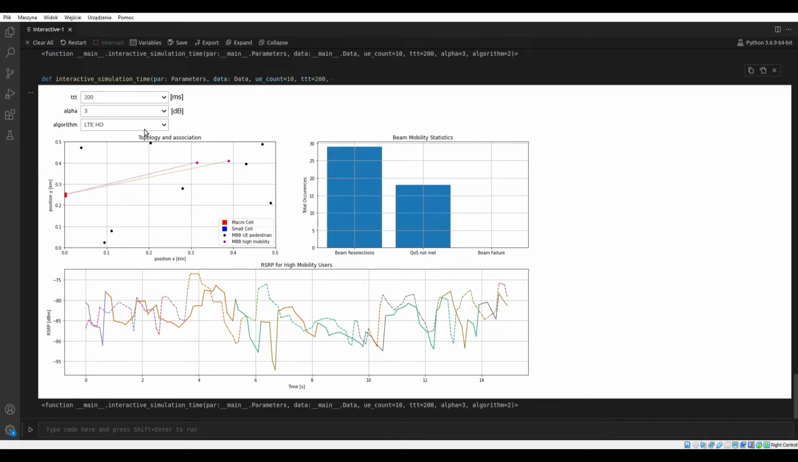We use LTE handover as a state-of-the-art algorithm. When received power from another beam is stronger than alpha and persists over the time to trigger, the handover occurs.